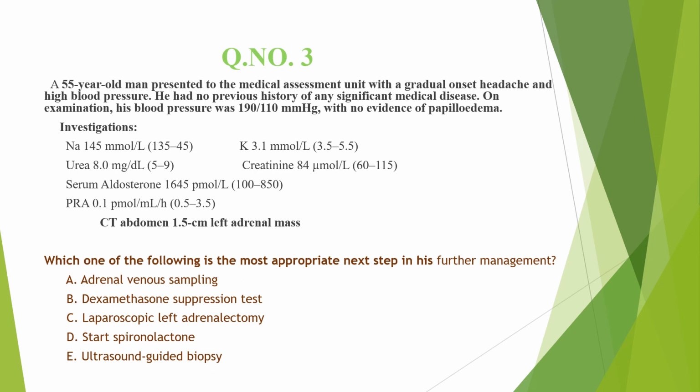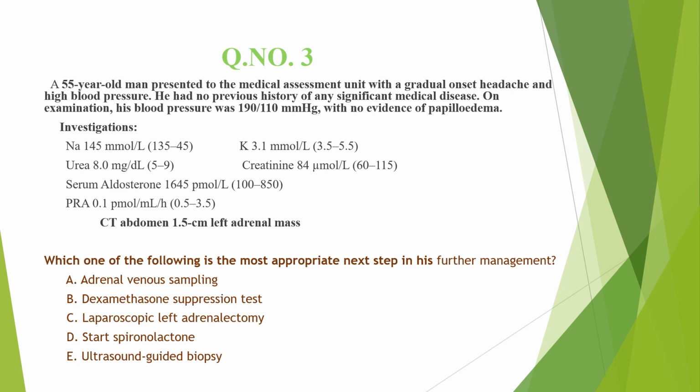Question 3. Again, the repetition of the previous clinical scenario, but see the age of the patient. Now the age is 55 years. All of the parameters, clinical as well as biochemical, are the same. So the patient is having all the clinical and biochemical evidence of hyperaldosteronism. CT showing a mass of more than 1 centimeter, but age is the limiting factor. So which one of the following is the most appropriate next step in his further management?